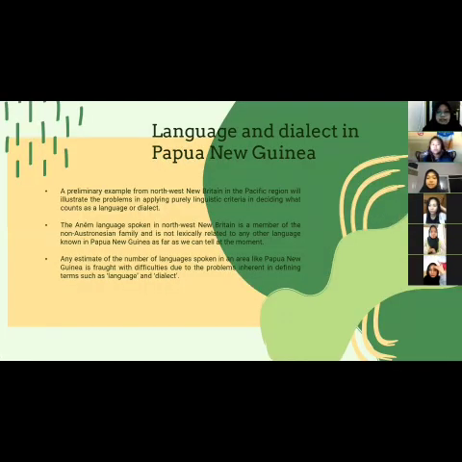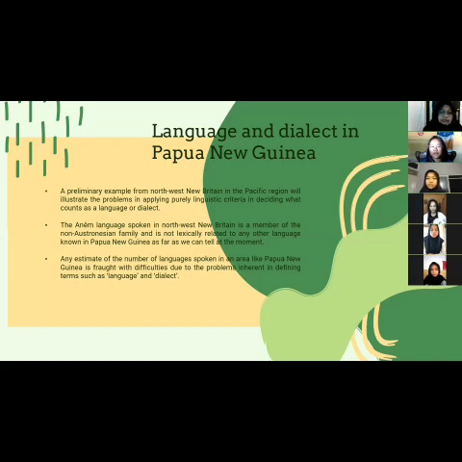Language and dialect in Papua New Guinea. A primary example from Northwest New Britain in the Pacific region will illustrate the problems in applying purely linguistic criteria in deciding what counts as a language or dialect. The Pacific is a good place to begin because it is vast, and it was even greater before European contact. In many parts of the region, there are extensive chains of interrelated varieties with no clear internal boundaries.